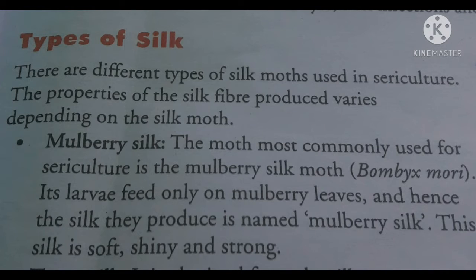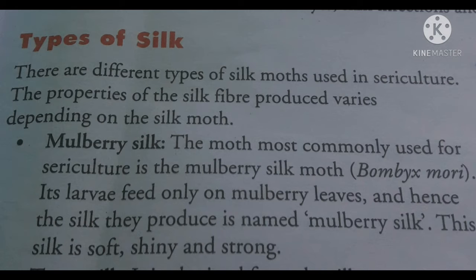Now the next topic is types of silk. There are different types of silk moth which are used in sericulture. The properties of the silk fiber produced vary depending on the silk moth. The first type of silk is mulberry silk. The moth most commonly used for sericulture is the mulberry silk moth. Its scientific name is Bombyx mori.